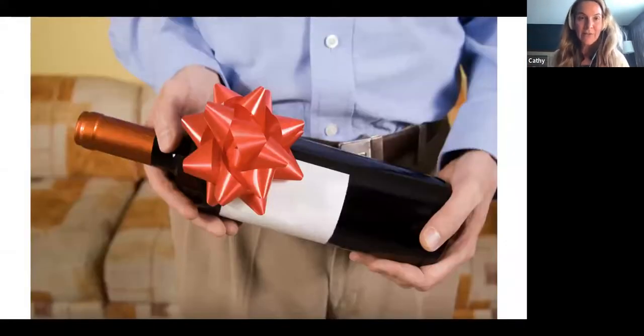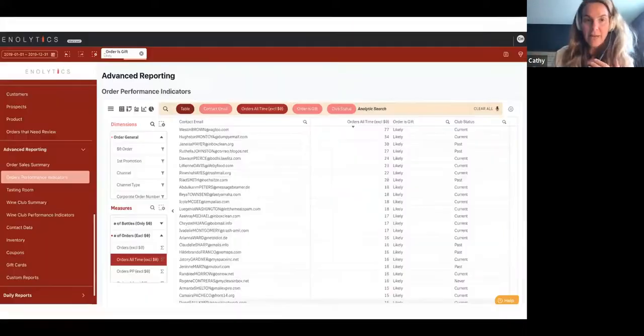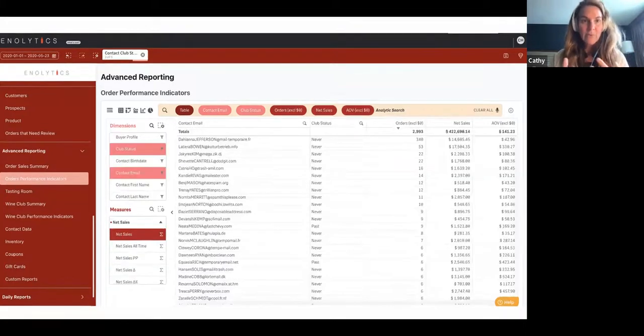So traditionally, how can you tell if a purchase was a gift? Something that we look at here is being able to identify the likelihood of a customer giving a gift, and it has to do with the number of orders that you can see in one of the columns here, the number of orders that the different customers have made all time. If they've ordered 77 or even 34 different times and sent it to different addresses, that's one of the ways that we identify whether that's been a gift, or whether that person's a heavy gifter. We also look at things like net sales all time and AOV all time, and look at all of them that have never been a club member.